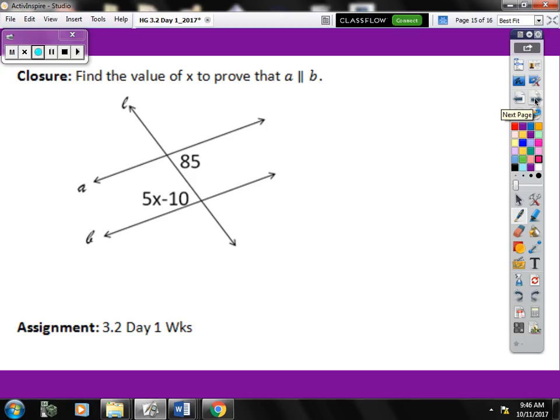And there's some on the homework like this. See if you can try the closure. Find the value of x that would prove that A is parallel to B. So we should have noticed that these were actually a type we did know. These are alternating interior angles. We know that they have to be congruent, therefore we would set them equal. And we should get x equals 19. So when x is equal to 19, then A will be parallel to B. All right, the rest of the time is yours to work on that homework.